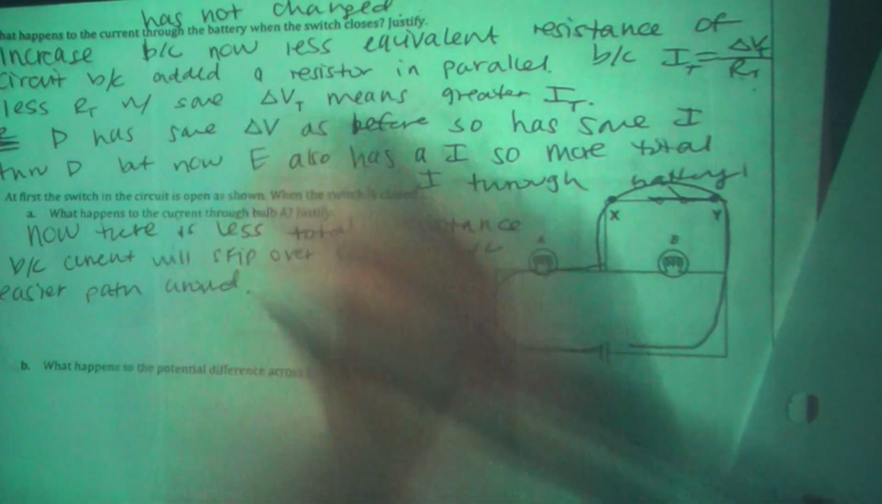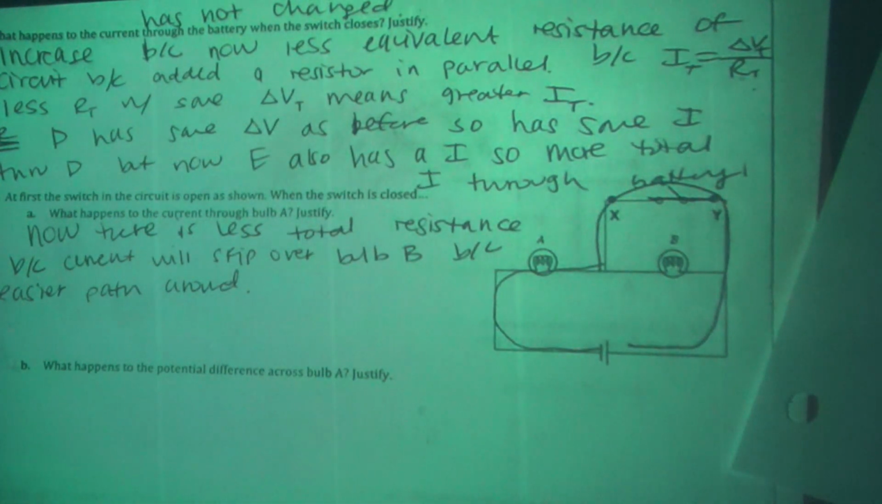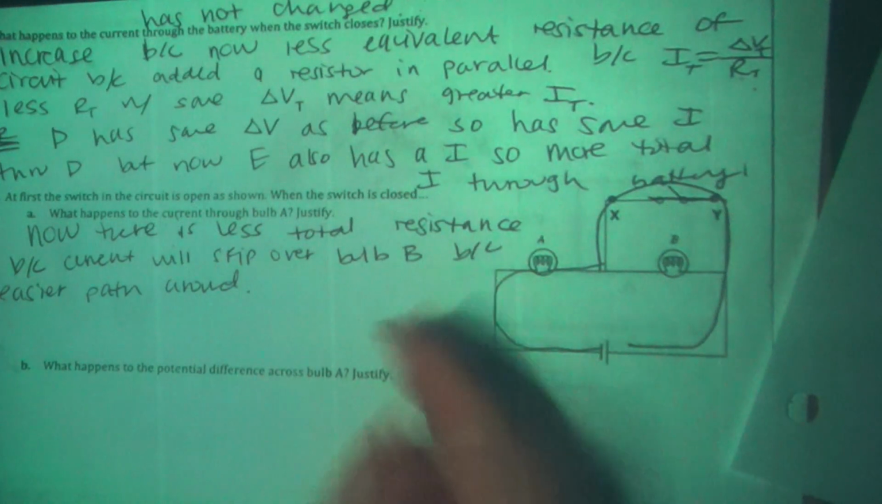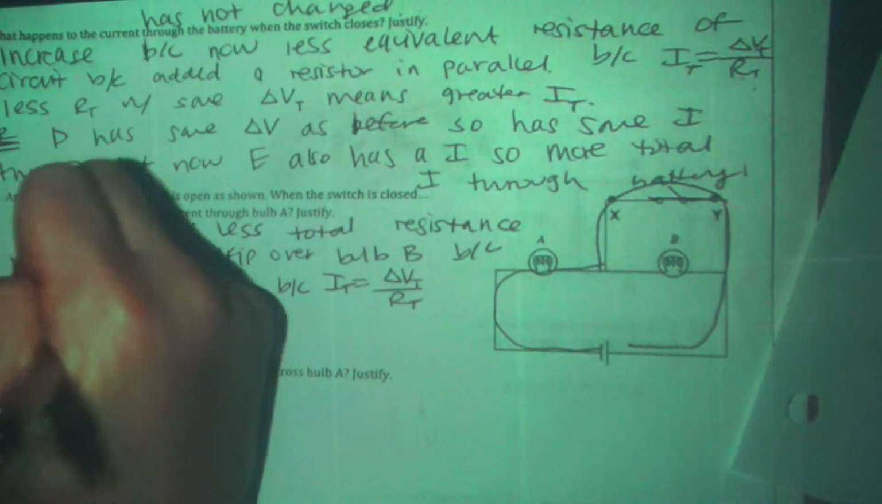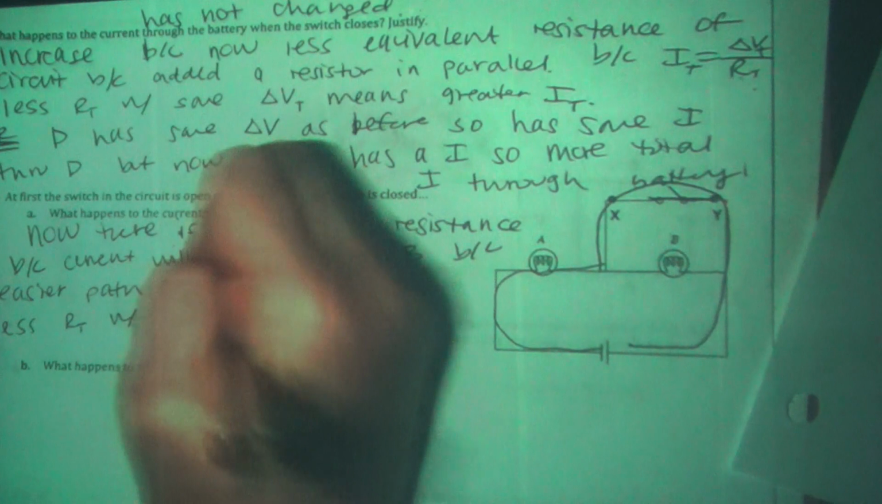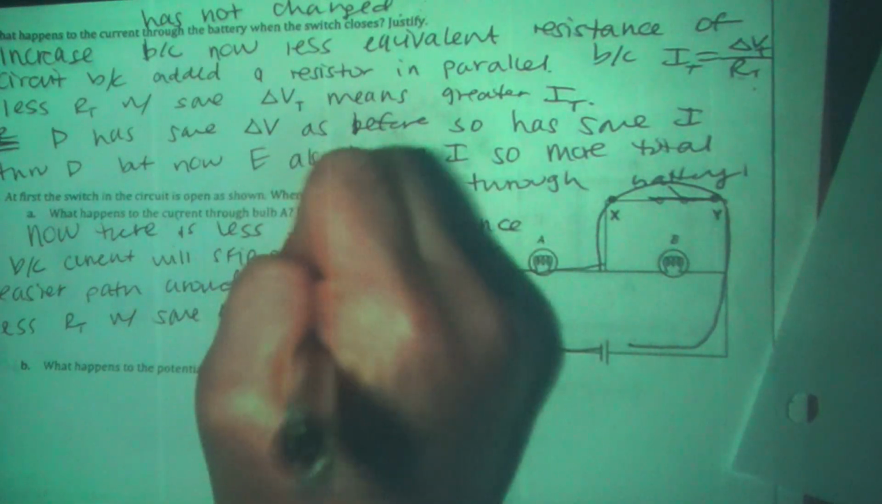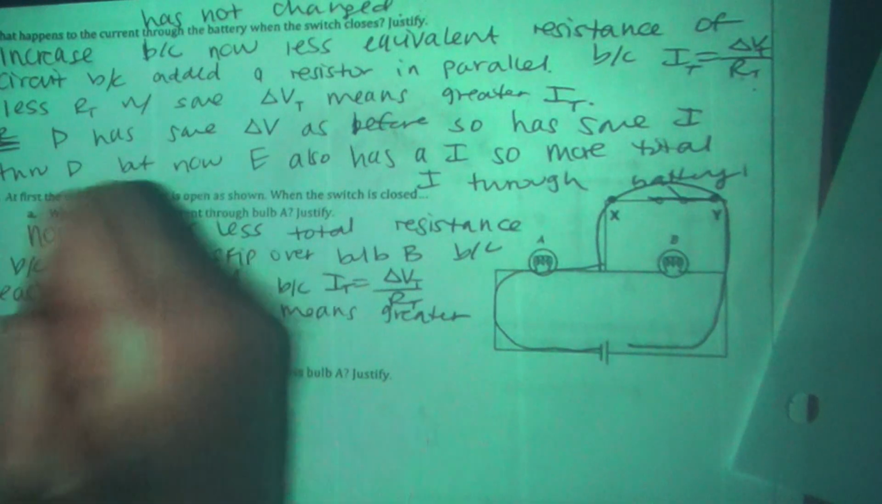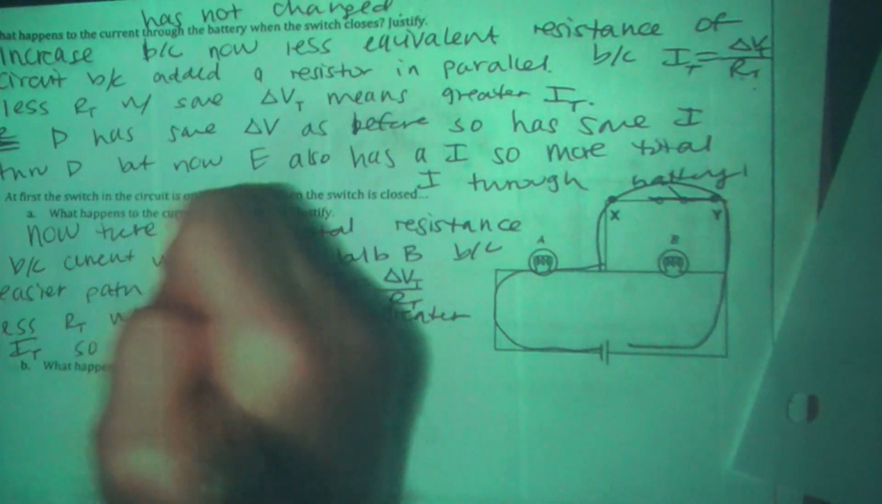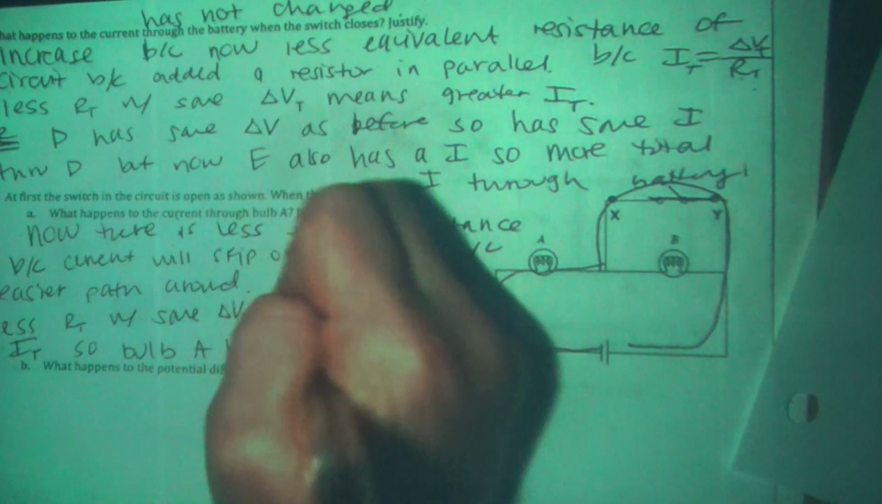And current is always going to choose the path of least resistance. So because there is less total resistance, and I'm going to say because I is V total over R total, less R total with the same V total, because it's the same battery, means a greater total current. So bulb A has more current.